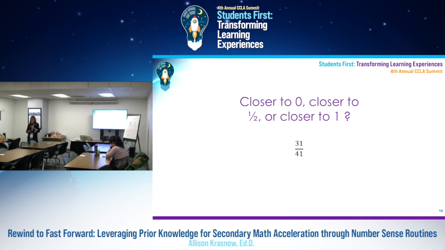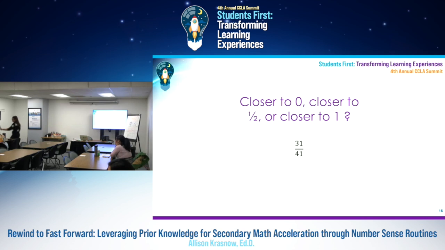This one's harder. Which one are you sure that it's not? 0. Okay. I'm sure it's not 0 because it's more than a half, right? 31 is more than 20 and a half. That makes 41. Okay, so it's more than a half. I'm sure of that. And so the question is, so it's not 0. But is it closer to a half or closer to 1? Anybody want to take a chance?